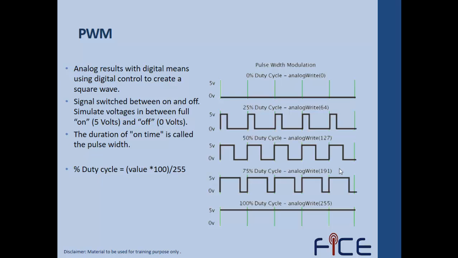So the signal switches between on and off to simulate voltage between 0 to 5 volt. Or we can say that we are simply turning on or off. On is generating 5 volt and off is generating 0 volt. And the duration of on is called pulse width. So we are controlling the width of a pulse, and here width is nothing but just the on time, that is called duty cycle.